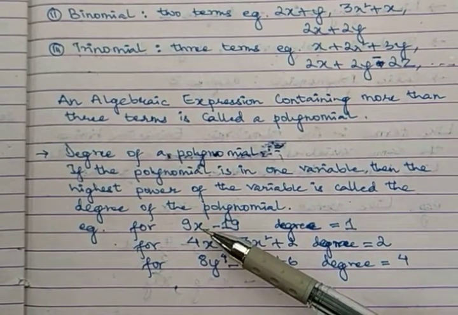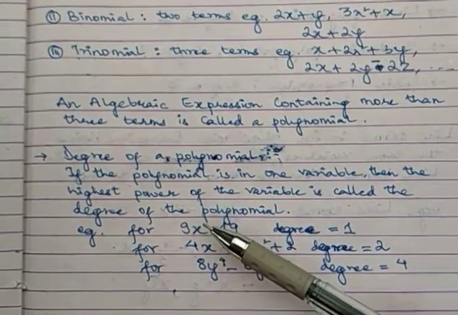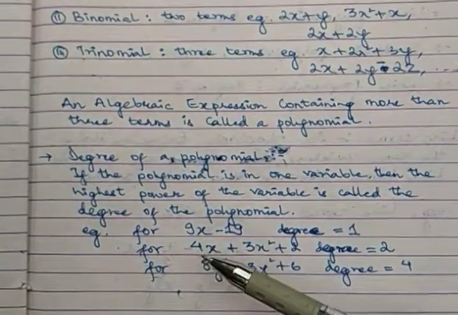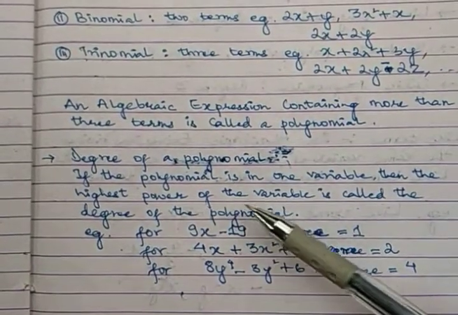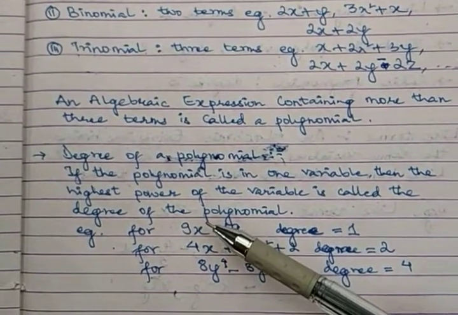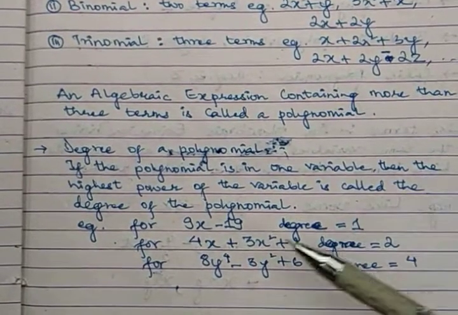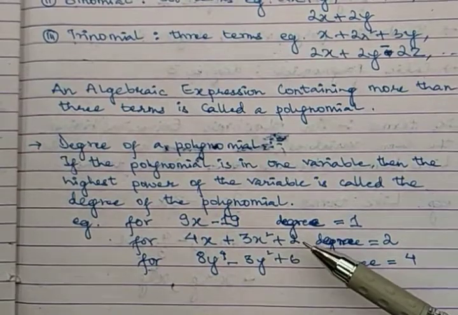See, remember your lesson from the exponent part. The degree, the power. What is the power of x? If nothing is written there, it means it's 1, isn't it? So the highest power of the variable, that's what we have written. We have got just one variable. The highest power is 1, so its degree is simply 1. That's it, finished. Okay. Similarly, for the next one, we have here 4x plus 3x square plus 2.